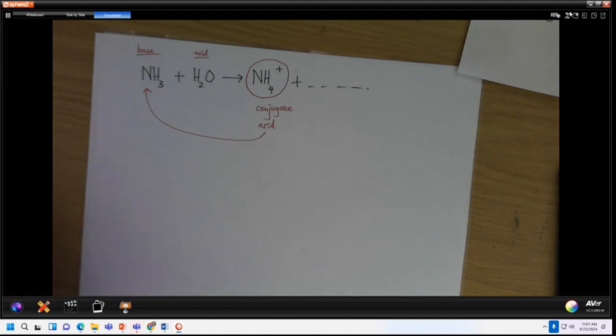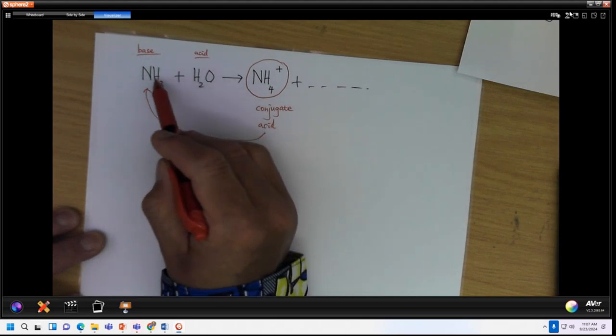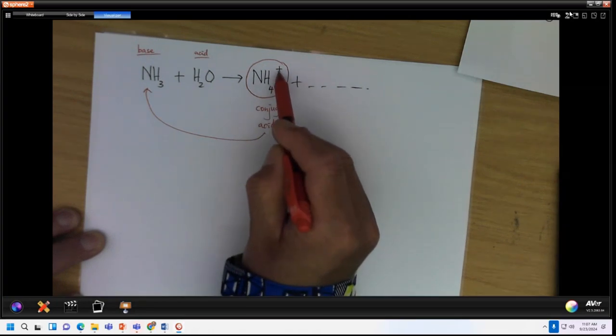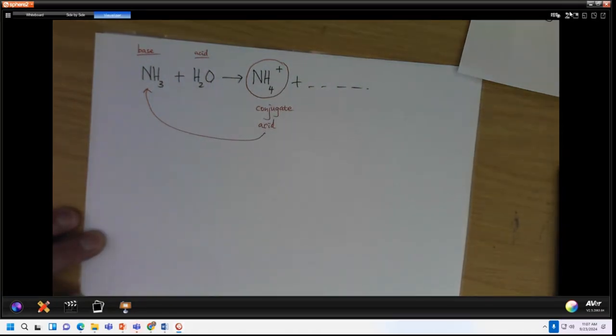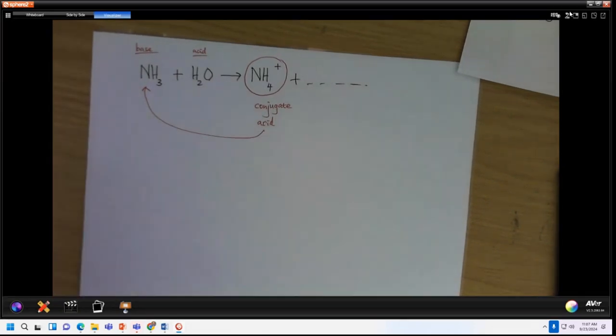Can you see what's happened? The water, as an acid, is a proton donor. So it donated a hydrogen to that. From NH3, we get NH4, and we get its ion there, NH4+. That's the ammonium ion or the ammonium cation. And so that's basically the story there.